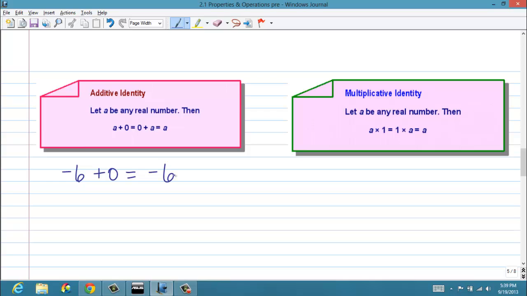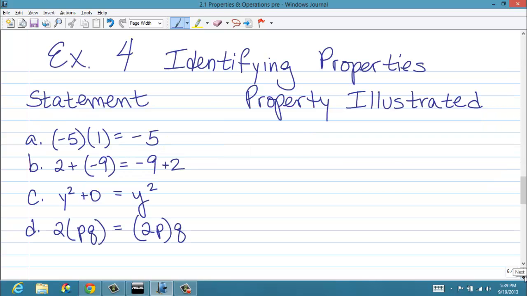That's what the property says. Okay. Let's look at the identity property of multiplication, otherwise known as multiplicative identity. The product of a number and the multiplicative identity, which is 1, is the number. Basically saying that anytime we multiply a number times 1, we get that number. That's what the property means. Alright, let's look at another example here.